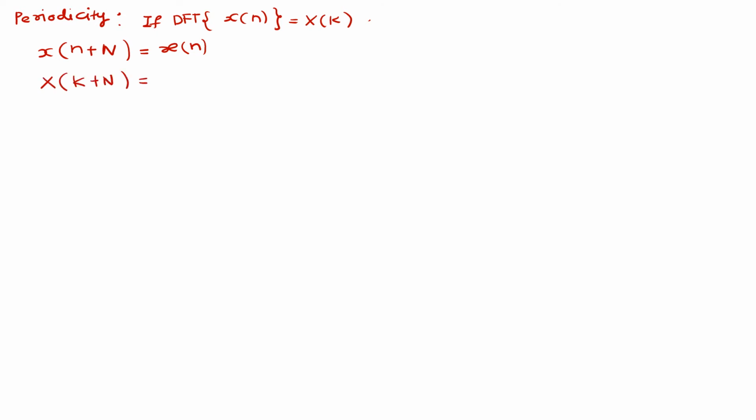So the periodicity property: if the DFT of x of n is equal to X of k, then x of n plus capital N, so after N points of the DFT, we will get the same value, that is equal to x of n. And similarly, X of k plus N must be equal to X of k.